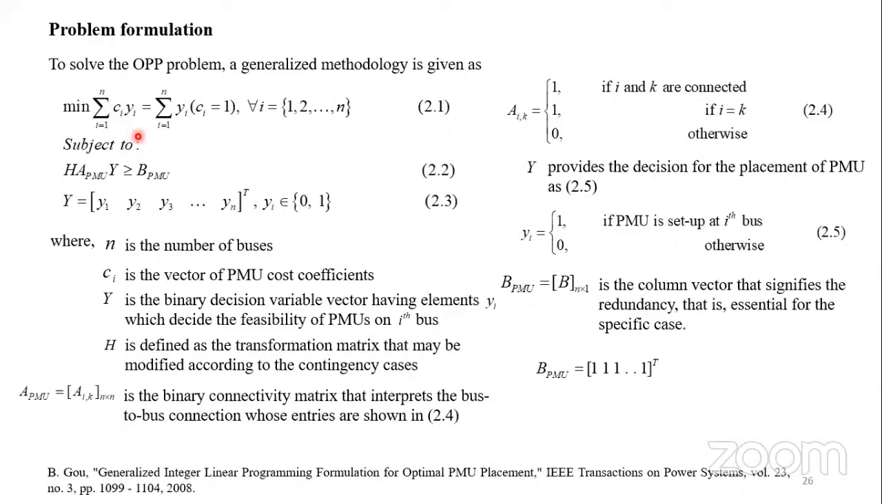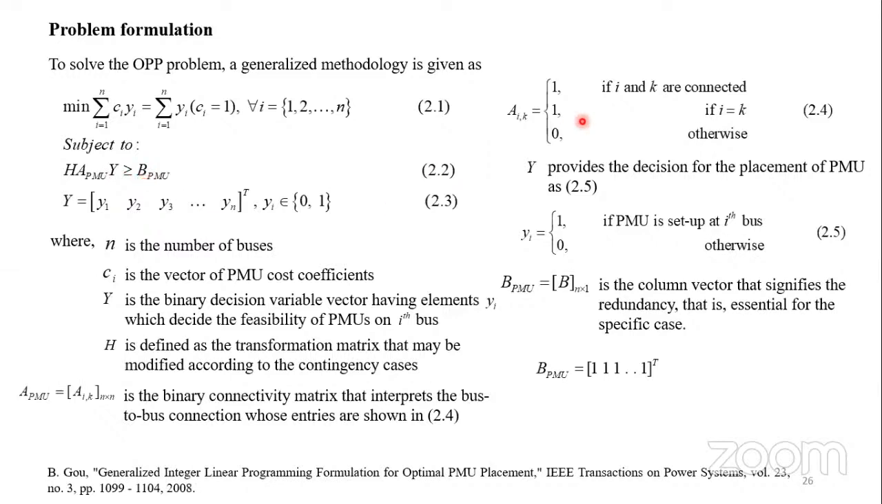Suppose you take the example of the IEEE 14 bus system, so n equals 14, and the cost is for i. If it is a 14 bus system, we have assumed a matrix of 1 into n, that is your row vector, and y_i is the binary decision variable vector. All this is subject to the constraint H · A · y is greater than or equal to b. Here H is the transformation matrix, A is the binary connectivity matrix, y is your binary decision variable vector, and b is your unity vector.